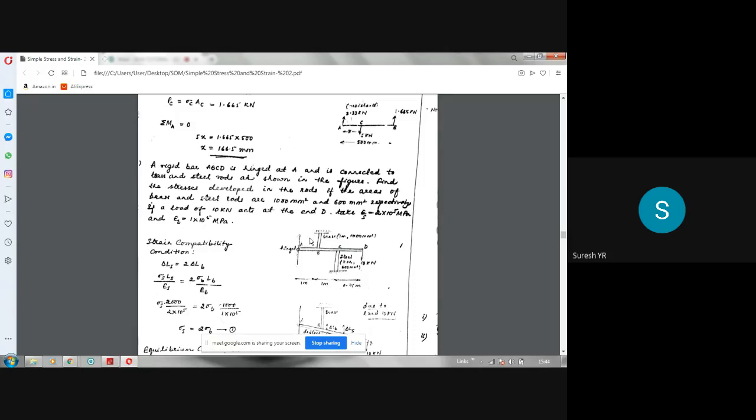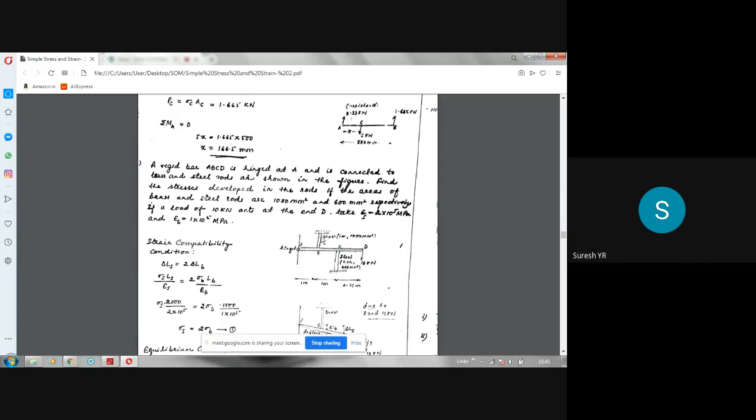Here also it has asked: a rigid bar ABCD is hinged at A and is connected to brass and steel rods as shown in the figure. Find the stresses developed in the rods if the areas of brass and steel rods are 1000 mm square and 600 mm square respectively, if a load of 10 kilonewton acts at the end D. So that's what the figure is. Take ES, Young's modulus of steel, as 2 into 10 power 5 MPa or Newton per mm square, and EB, Young's modulus of brass, as 1 into 10 power 5 MPa or Newton per mm square.